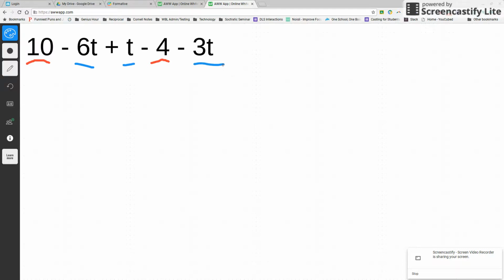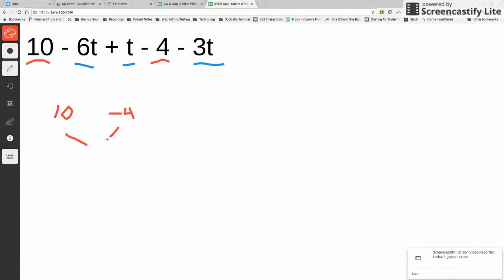So the first thing you're going to want to do is identify those different numbers that are alike. So which variables go together, which ones don't have variables. All right. So let's start figuring it out. I'm going to start this time with my numbers without a variable. So I have 10. And then I have negative 4 because we are taking away 4 in our expression. All right. So I have 10 and I have negative 4.